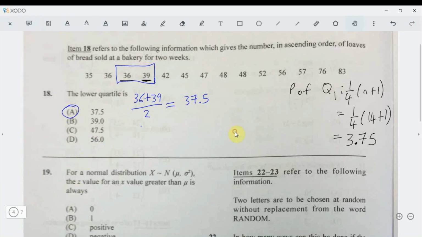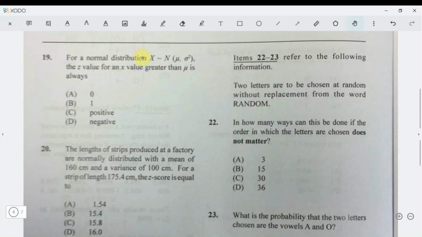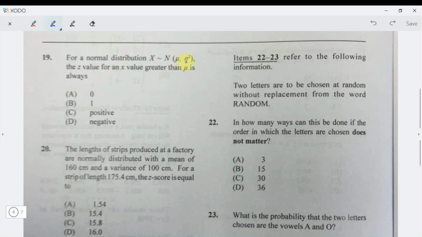Now question 19. For a normal distribution, x follows the normal distribution with mean mu and variance sigma squared. The z value for an x value greater than mu is always... So what they're telling you is that the x value is greater than mu. Remember, z is x minus mu over sigma. So if x is greater than mu, let's give mu a value like 5, and x bigger than mu, so like 6. 6 minus 5 is what?